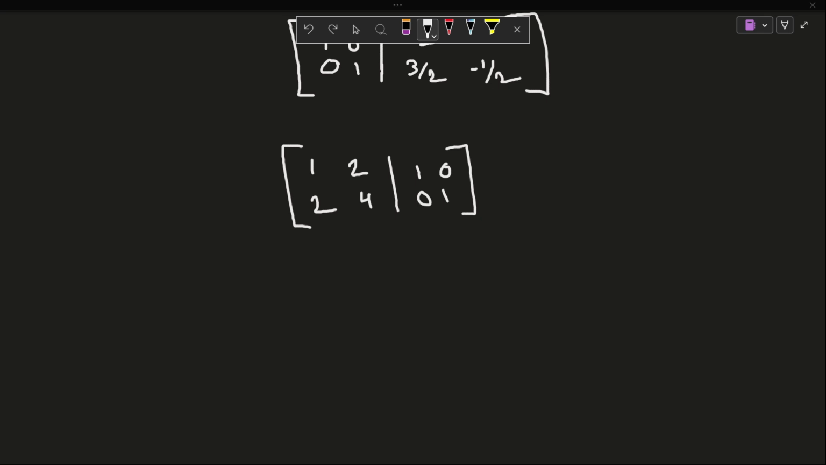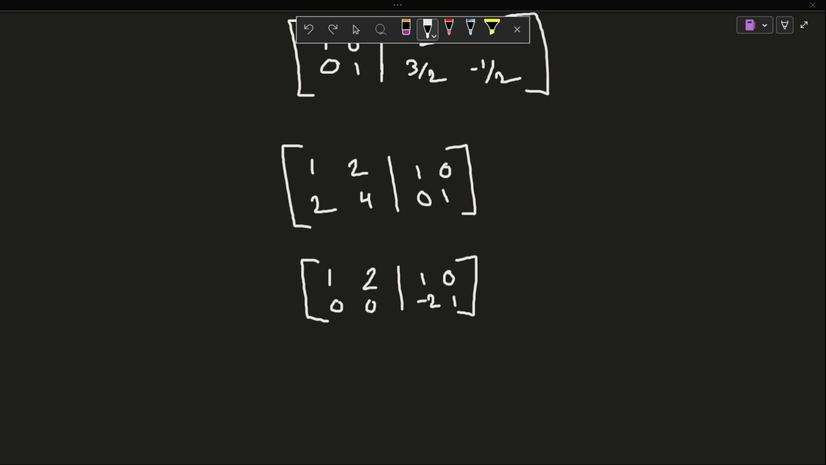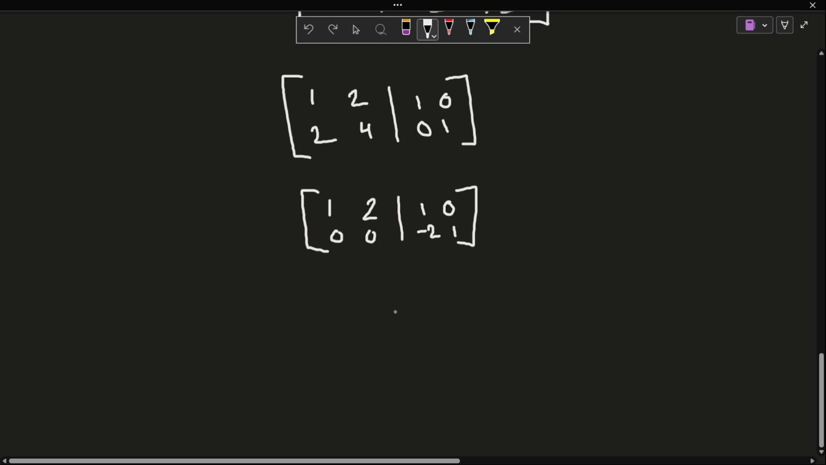When we try to find the row reduced form of this, we just get 0, 0, and then 1, 0, minus 2, 1. Because there's a 0 here, you can't possibly convert this into the identity matrix, which means that it does not have an inverse. It's non-invertible, it's singular.